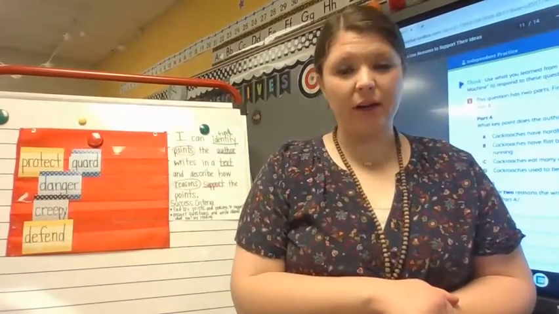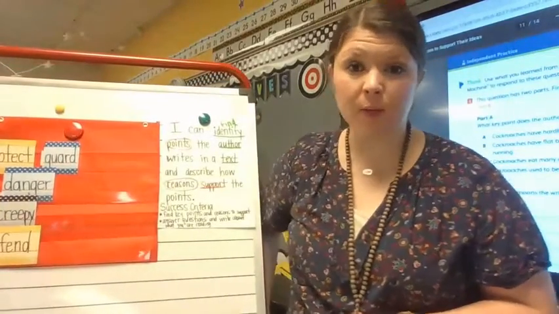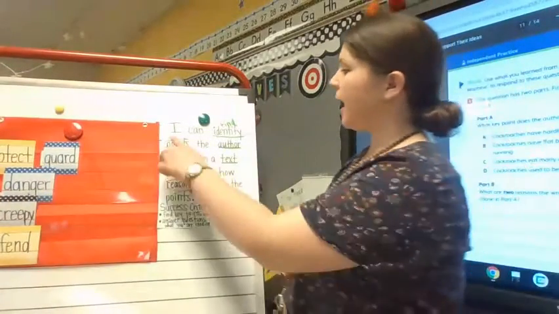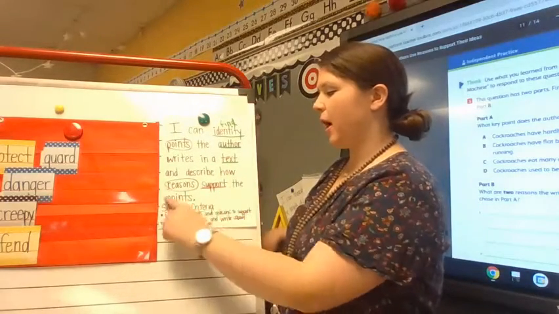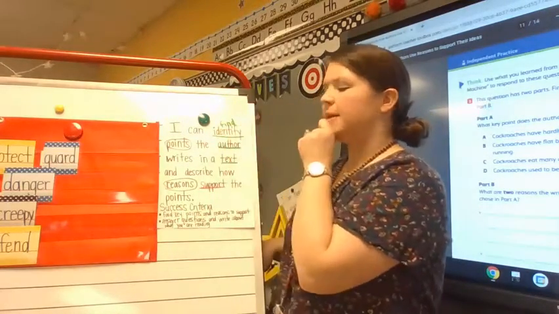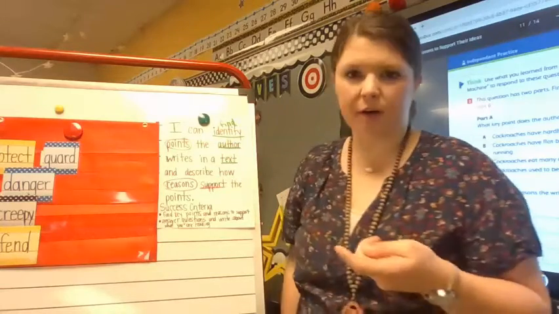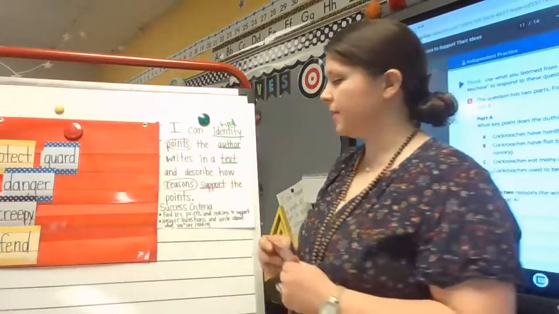Let's go ahead and get started by reading our learning target. Remember, our learning target helps us to focus on what we are going to be doing. I can identify points the author writes in a text and describe how reasons support the points. Remember, identify means to find. Who's the author? He's the writer, or she is the writer of the text.